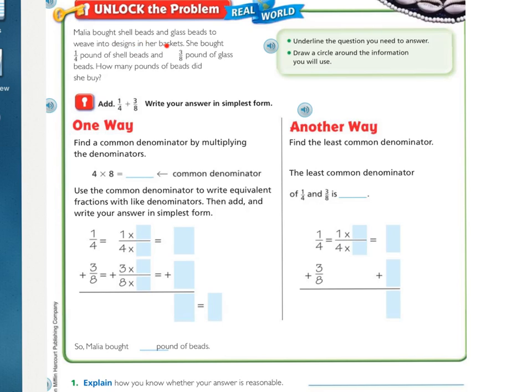Malia bought shell beads and glass beads to weave into designs in her basket. She bought 1/4 of a pound of shell beads and 3/8 of a pound of glass beads. How many pounds of beads did she buy? First, you need to underline what you're being asked to find and circle the important information. Press pause.